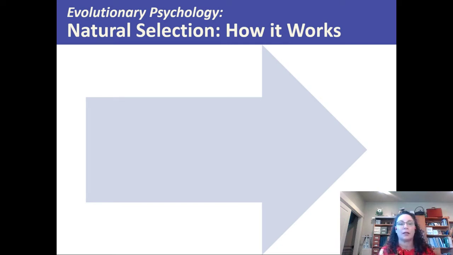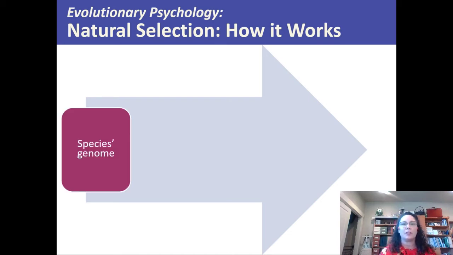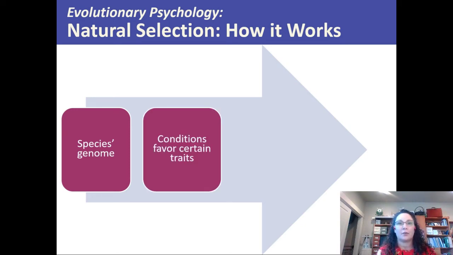Apparently not super quick, because apparently I've got the world's slowest animation going on here. But we start off and we've got the species genome, like the DNA pattern for, let's say, humans, right? So we've got the species genome, and we've got a niche, as Darwin called it. You might call it your environment or your ecosystem, that has conditions that favor certain traits.